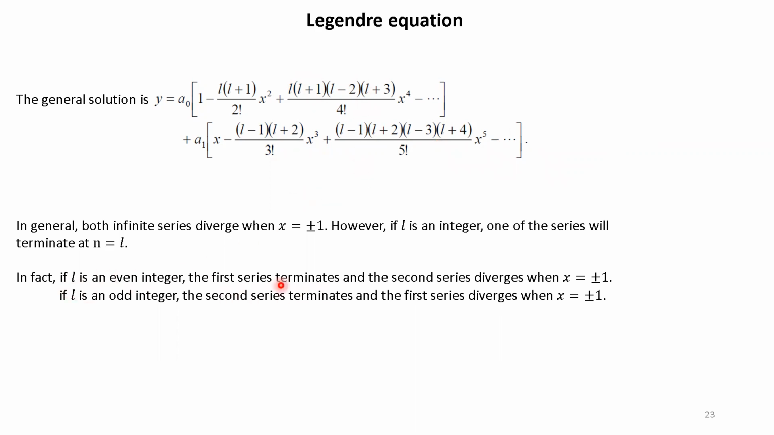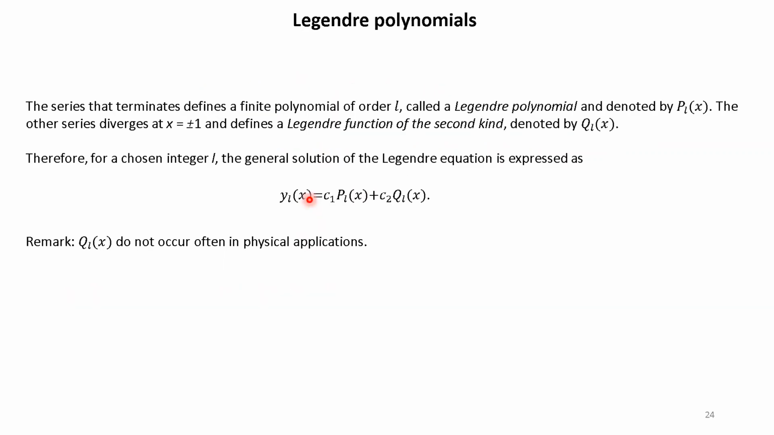And here, just a summary of what I said. The series that get truncated or terminated will give you a finite polynomial of order L. And that is called a Legendre polynomial, and we denote it by P subscript L. And the other series that will still diverge will be called the Legendre function of the second kind, the Q of X. And therefore, for any given integer L, the general solution can be written like this.